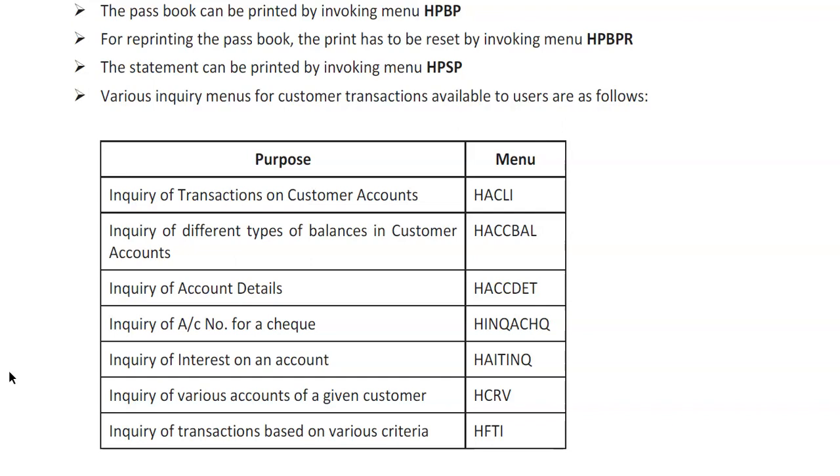HCRV is customer relationship value. This menu option gives you a 360-degree view of the customer: whatever loans he has availed from us, whatever liability accounts he has with us, liability products and asset products, how much he has earned from the bank, how much he is paying to the bank, how much he has invested in the bank securities, all is given here. HCRV is a very good menu option. When you go and meet the customer, you can run this command and see all his liabilities and asset products.